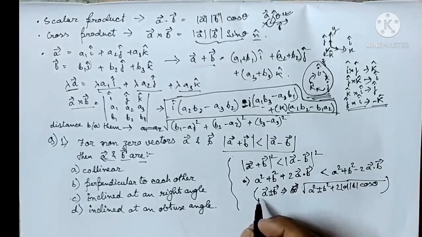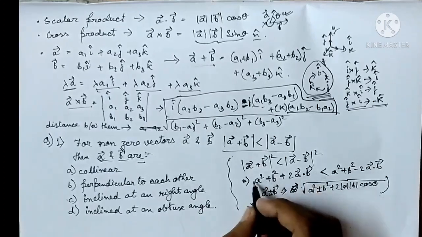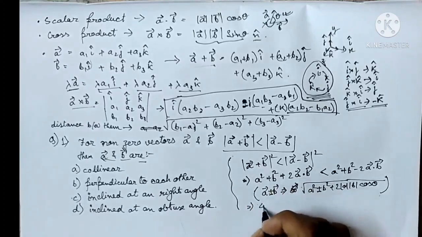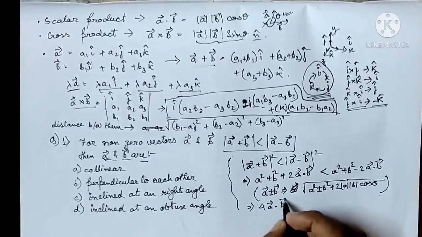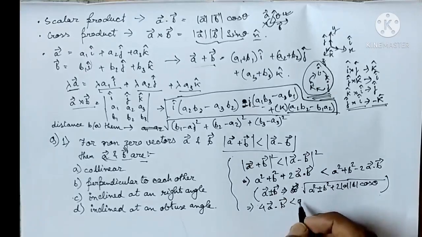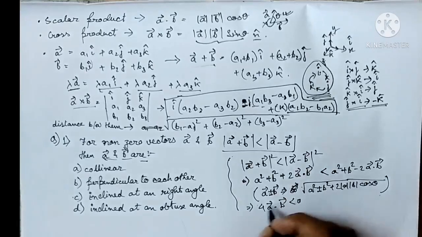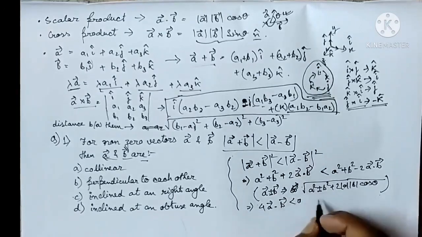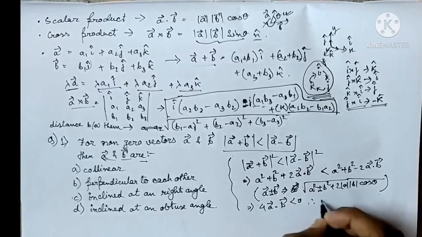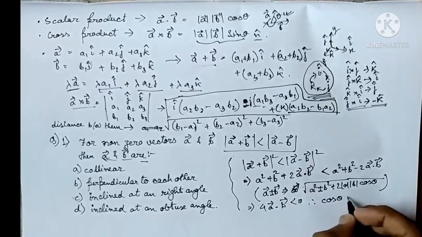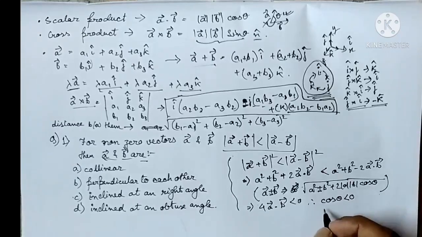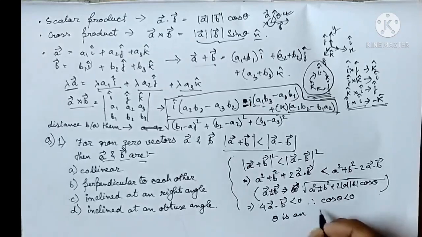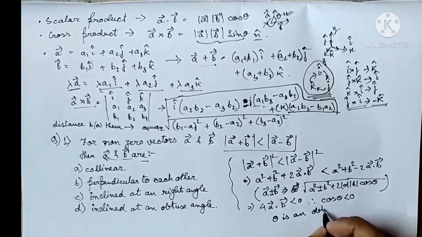And now then we get from here, 4a dot b is less than 0. So see, the mod of a and b can't be 0 there, and 4 is a positive number. Therefore cos theta is less than 0. That is, theta is an obtuse angle.